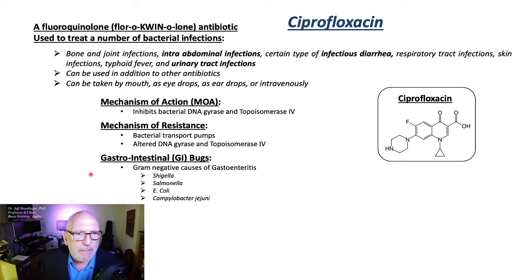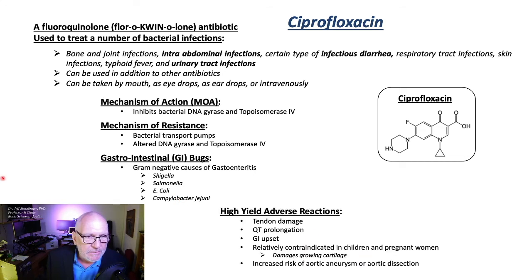GI bugs that can be treated with Cipro include gram-negative causes of gastroenteritis: Shigella, Salmonella, E. coli, and Campylobacter. And there are any number of high-yield adverse reactions to include tendon damage, torsades de pointes, and GI upset. These drugs are relatively contraindicated in children and pregnant women. These drugs can damage growing cartilage, and there's an increased risk of aortic aneurysm or aortic dissection in patients that are administered ciprofloxacin.